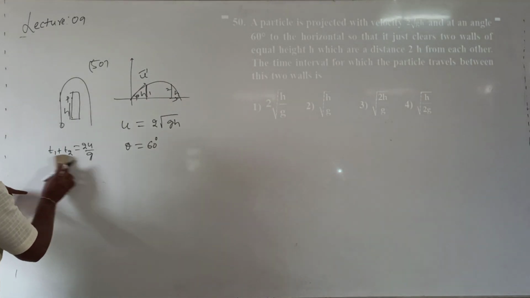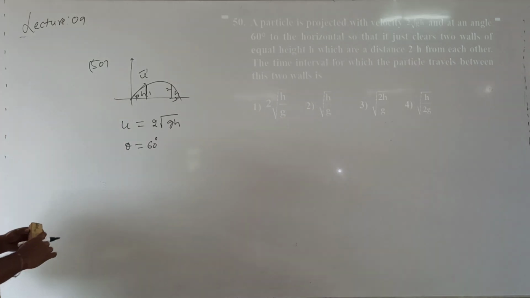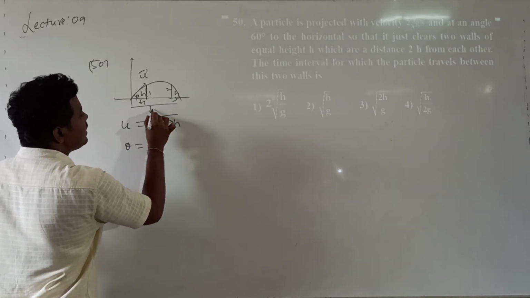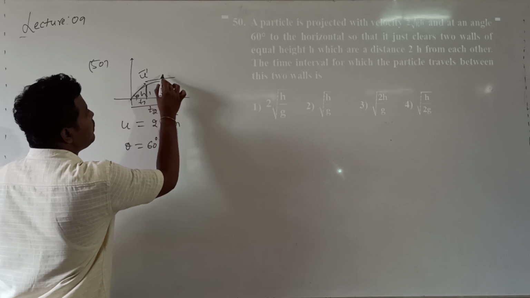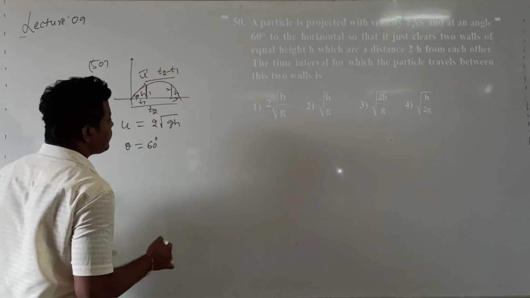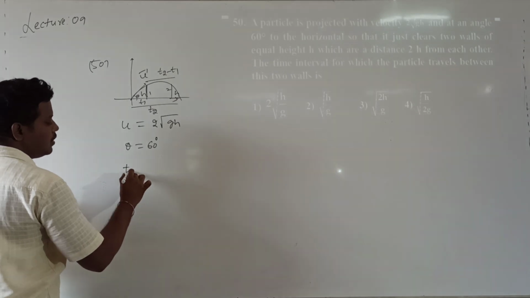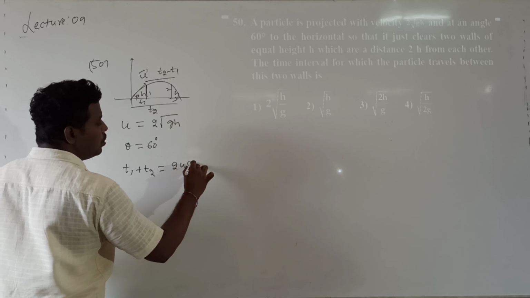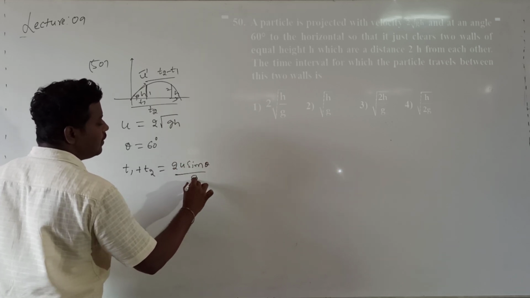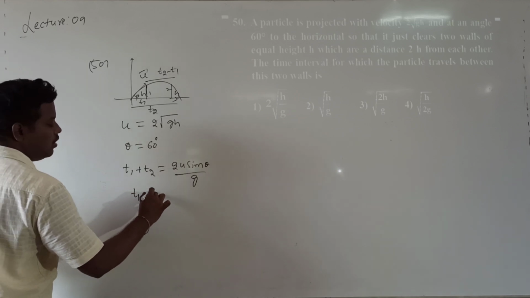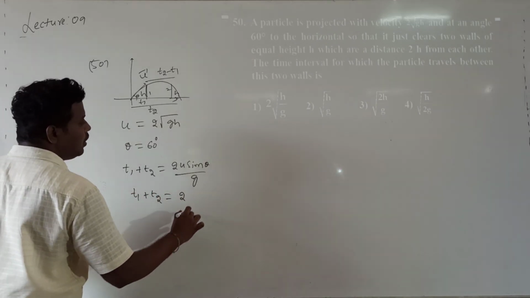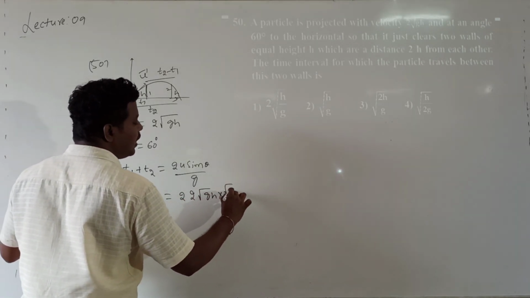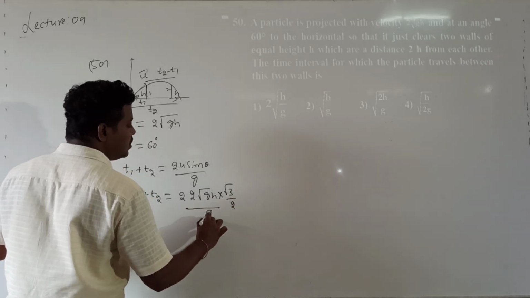So the same formulas are available. Here can I write, to cross the first wall, the time taken is t1 from the starting. To cross the second wall, the time taken is t2. Then the time difference is given by t2 minus t1. To calculate t2 minus t1, what is t1 plus t2? t1 plus t2, there we wrote 2u by g. Here I should write 2u sin theta by g. So t1 plus t2 is equal to 2 into u value, that is 2 into root over g into h into sin 60, that is root 3 by 2, by g.